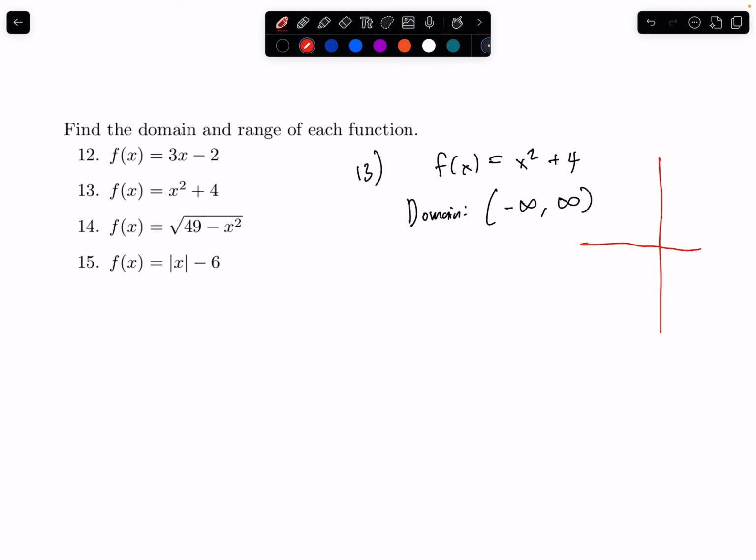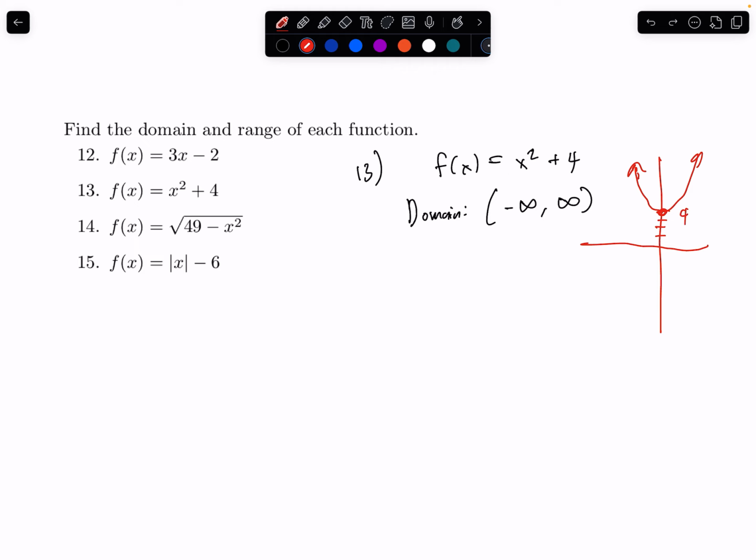I'm going to start with the picture this time. Intercept at 4. Otherwise, it's x squared. So it's just x squared plus 4, right? It's going up like this. So if you look at it, it keeps going up forever. That means any y value as high as I want is going to be included. But it doesn't go past this point of 4.